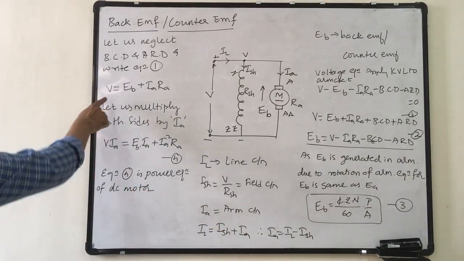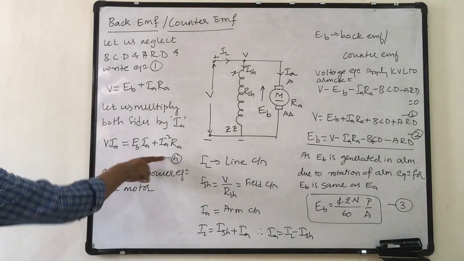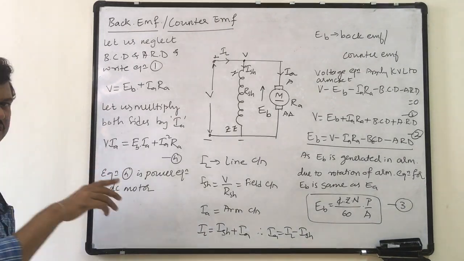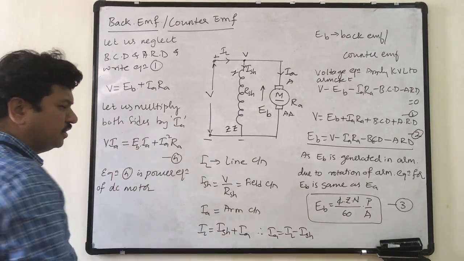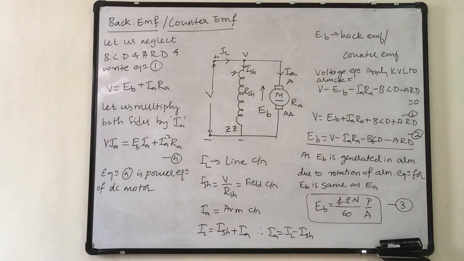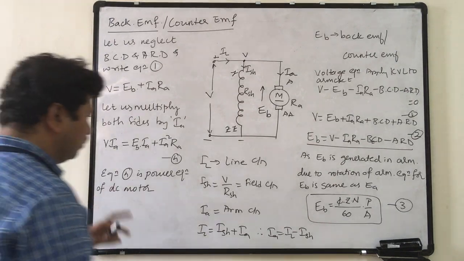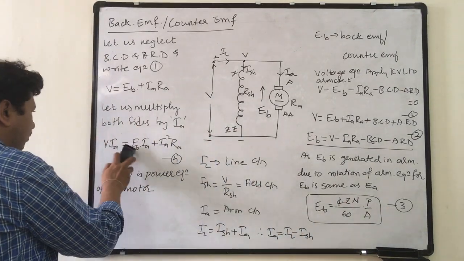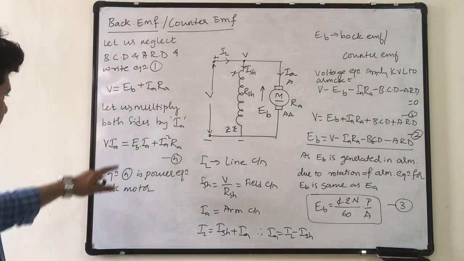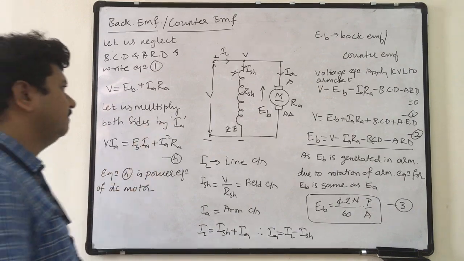Because here V is voltage, EB is voltage, IRA is drop, which is also a voltage. But in this equation 4, V into Ia, voltage into current is power. EB into Ia, voltage into current is power. Ia square Ra, loss, but still it is power. So equation 4 is the power equation of DC motor. Now we need to look at which power is V into Ia, which power is EB into Ia, which power is Ia square Ra.